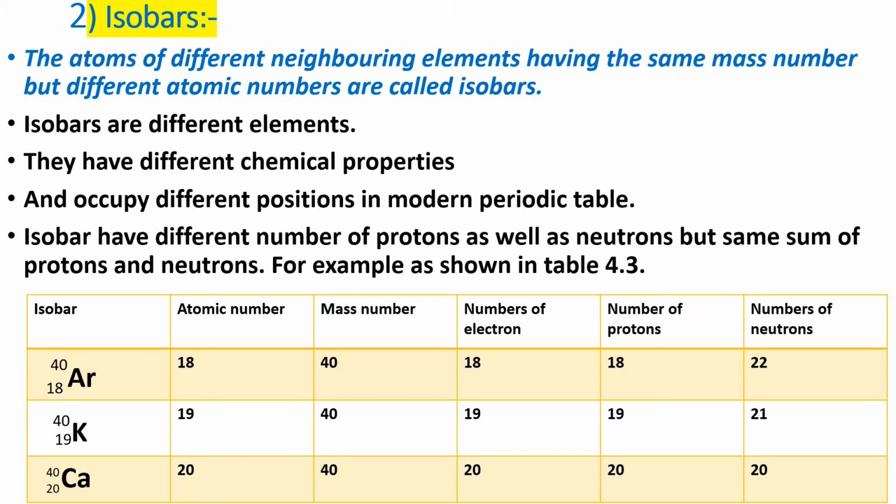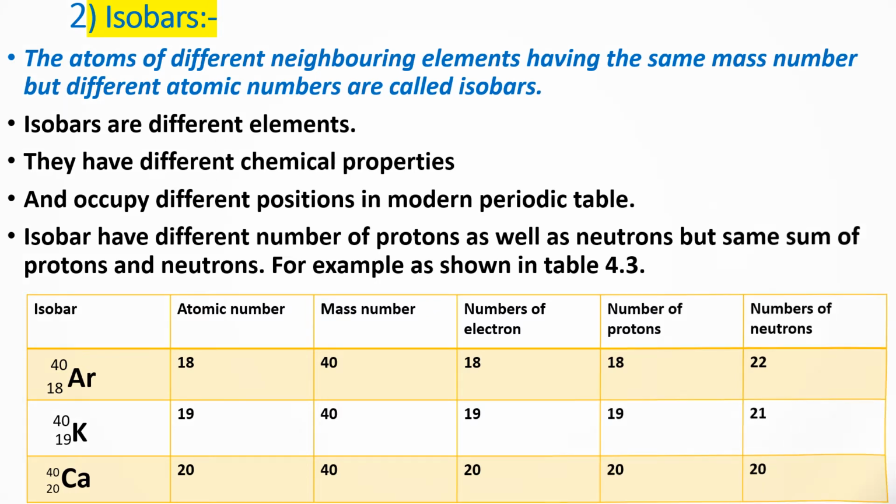Atomic numbers 18, 19, 20. The mass number is the same, the atomic number is different. The number of electrons and protons are the same: protons 18, 19 and 20. But the number of neutrons is different, that is 22, 21 and 20. Okay, these are simple examples of isobars.